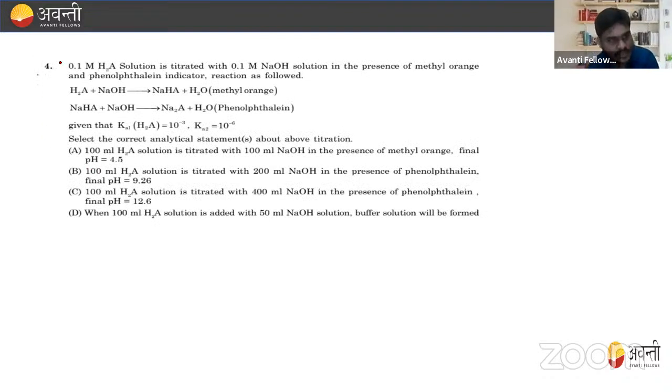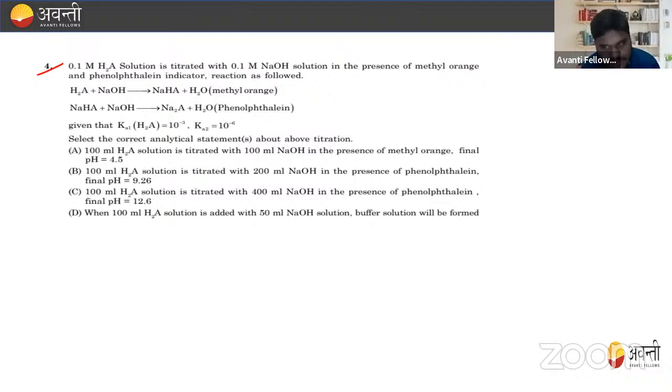Now, this one is a very important question from ionic equilibrium. Try to understand what the question asks. In this question, they are saying 0.1 molar H2A solution is titrated with 0.1 molar NaOH solution in the presence of methyl orange and phenolphthalein indicators. Reactions are as follows: H2A plus NaOH gives NaHA plus H2O, that is methyl orange, and NaHA plus NaOH gives Na2A plus H2O, phenolphthalein. Given that Ka1 is 10 to the power minus 3 and Ka2 is 10 to the power minus 6. Select the correct analytical statement about the above titration.